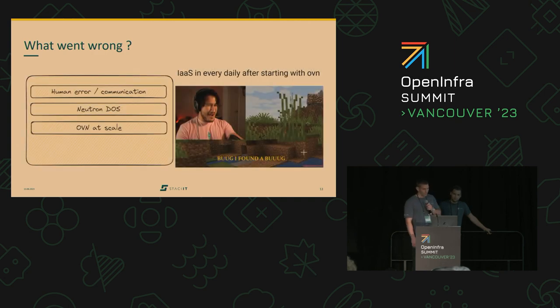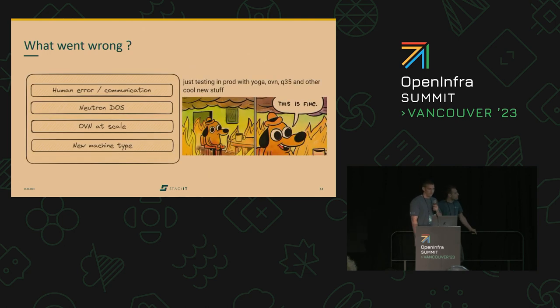The next point, also OVN at scale. We migrated to OVN and then had a very, very large scale. But for this, we have a different talk, I think, tomorrow from Felix. He's going to tell you all about that. And then the last point is the new machine type, which is a very generous thing about all the compute stuff, which basically broke lots of stuff. So I will dive a little bit deeper into that.